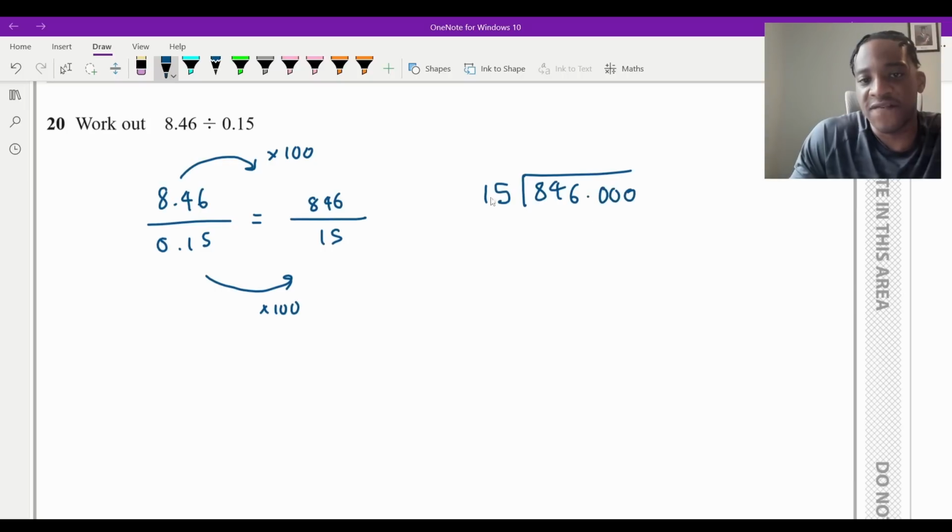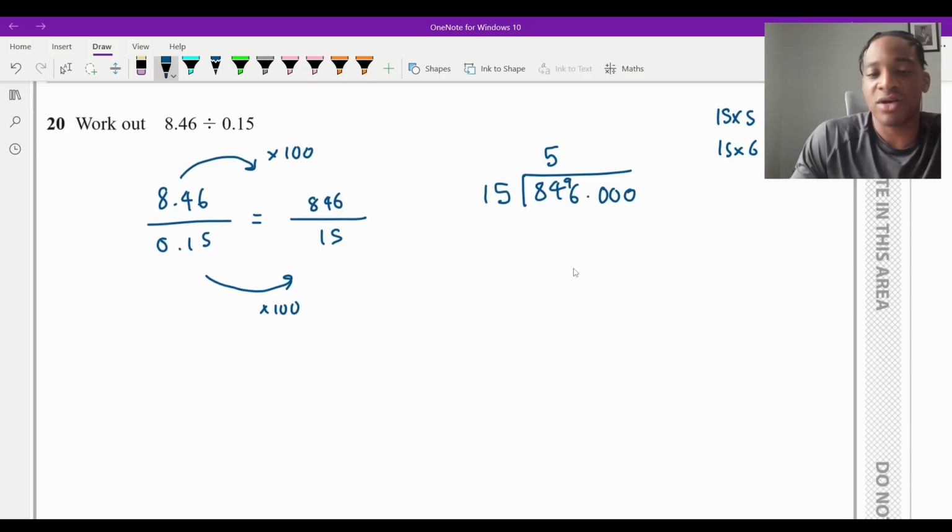Now, firstly, 15, does it go into 8? It does not. So we need to ask ourselves, how many times does 15 go into 84? Now remember, having a good knowledge of your times tables is crucial. So 15 times by 5, you should know, is equal to 75, right? And then, well, 15 times by 6 is going to be 75 plus 15, which is 90. So we can see quite clearly that it will go in 5 times. 15 goes into 84 5 times. So I'm going to put a 5 here. And the remainder, well, how do I go from 75 to 84? It's going to be 9. So I'm going to put a 9 here.